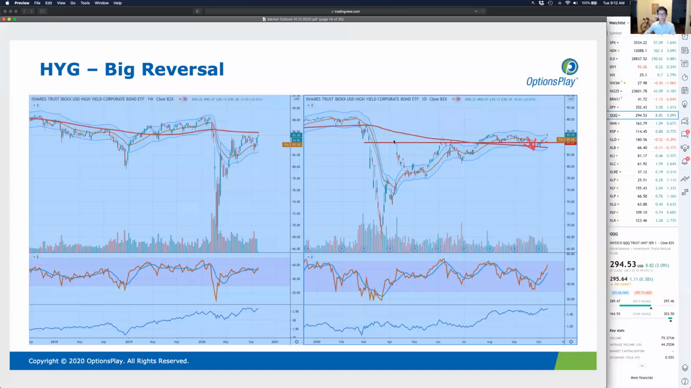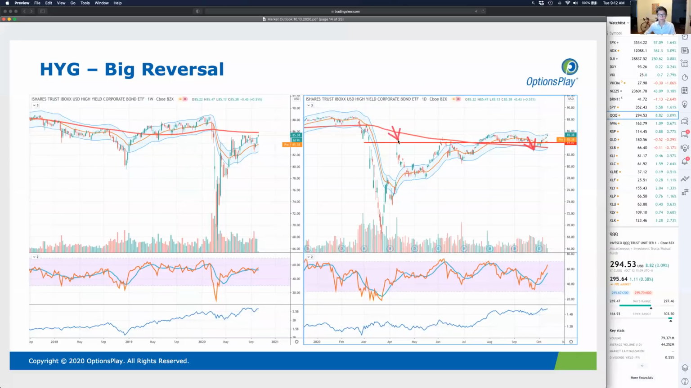This was a fairly major line in the sand that, if it broke below, told me investors were starting to see some risk in these, or no longer wanted to take on the risk of these more risky fixed income products. And we're starting to see outflows and selling of these products into safer products like TLT treasuries. But we've seen a stark reversal here over the past couple of weeks after that breakdown.